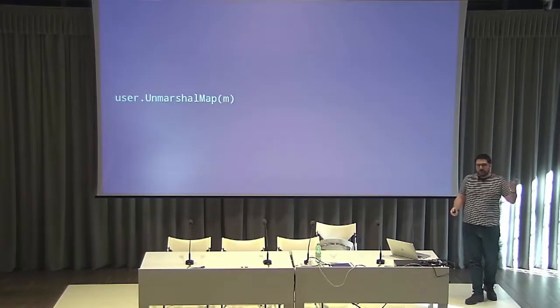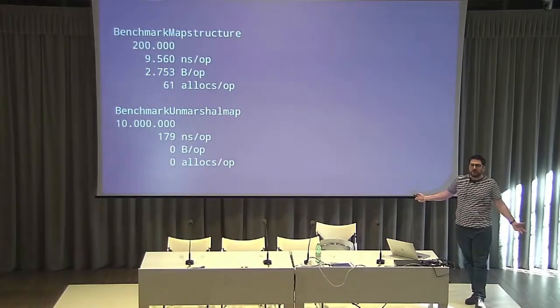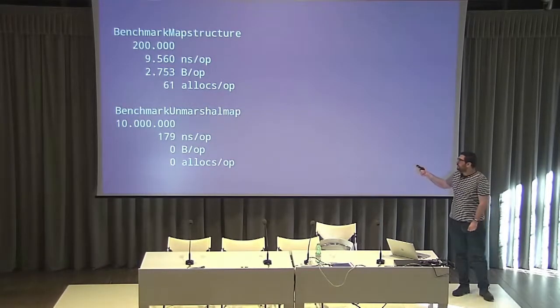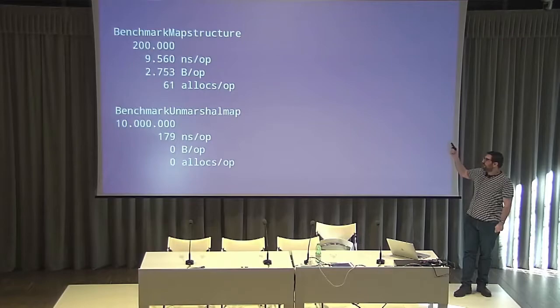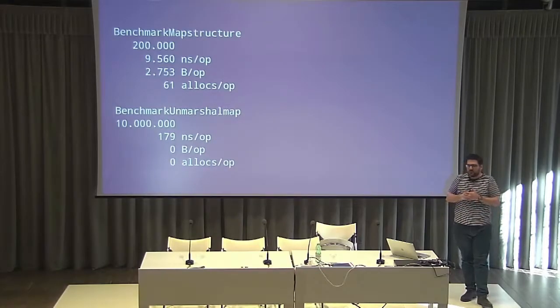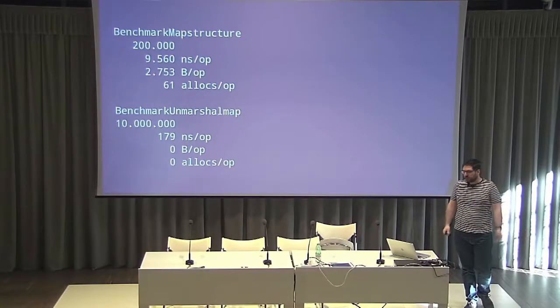The difference between doing reflection and doing that code generation is that when we benchmarked it, we no longer had any allocations. Instead of 9.5 microseconds per operation, we had 179 nanoseconds, with zero extra pressure for the garbage collector because there are no more allocations.